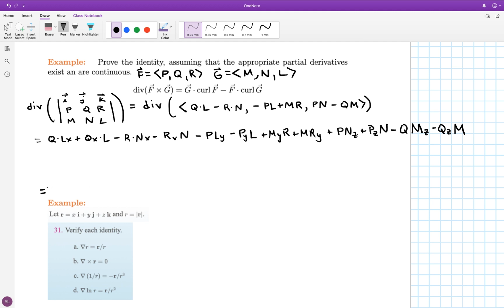Okay, let me see where I'm headed here. I'd like to end up at g dot curl f minus f dot curl g. So let me expand that and see what it looks like, and maybe I'll fill in the details. Hopefully the algebra will transform this line into this line.